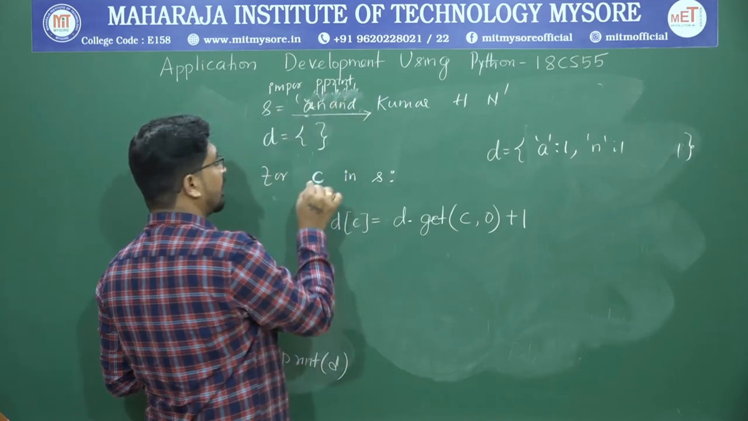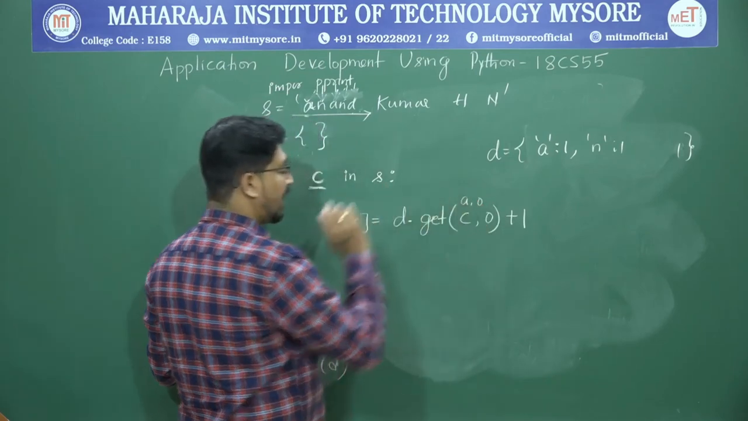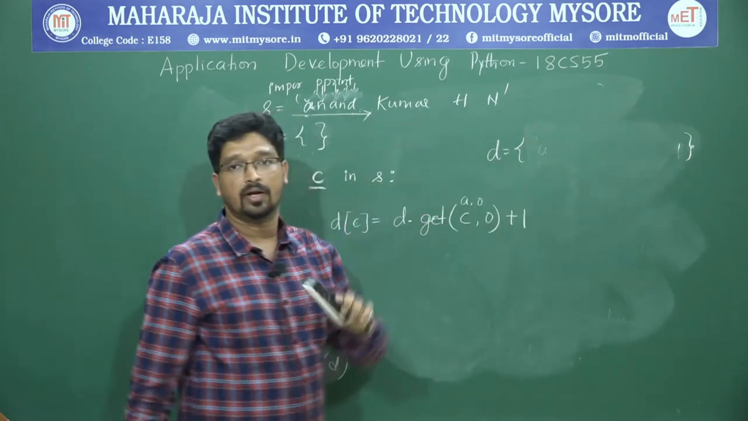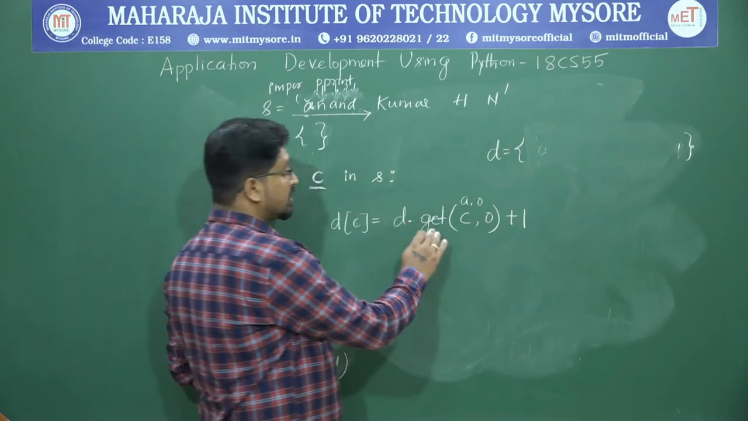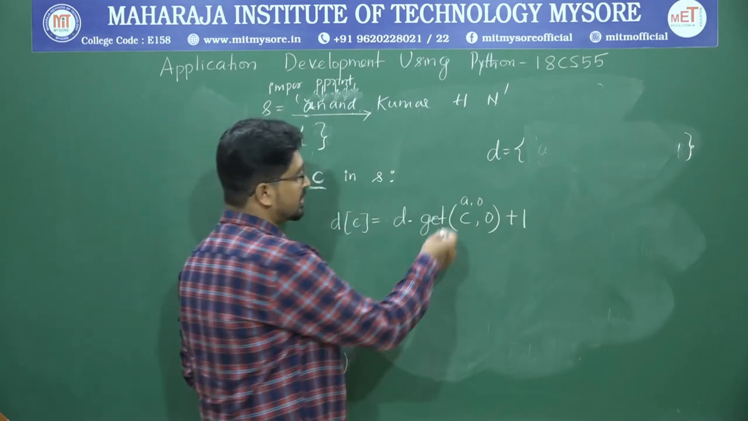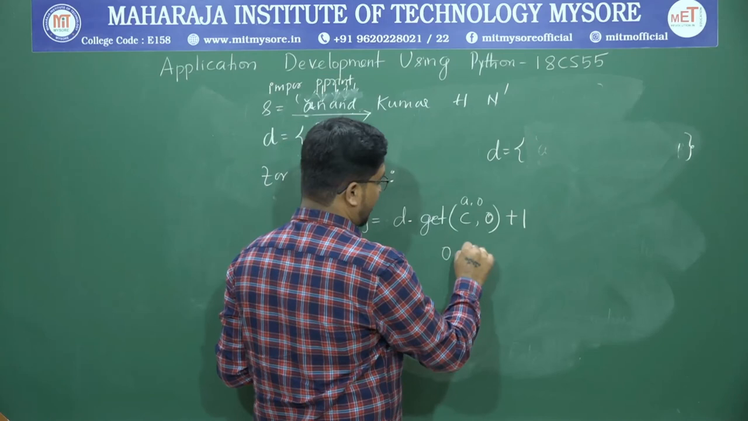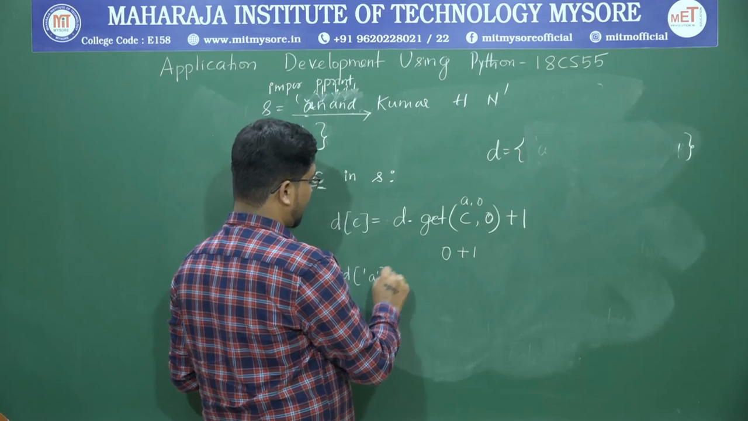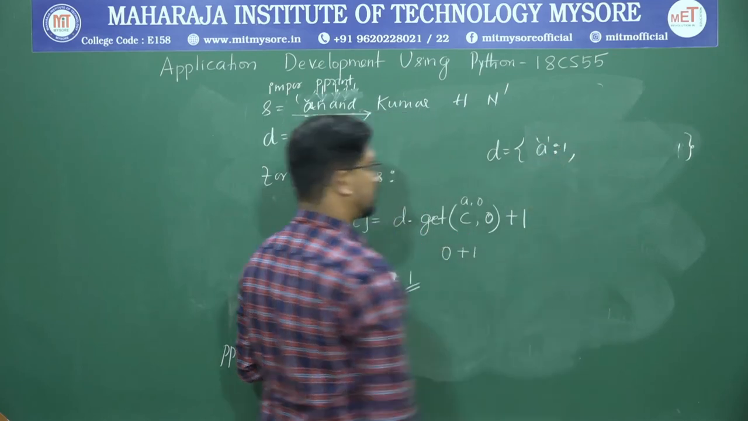Initially, A is accessed here. What is the D dot get of A? A is not present, the dictionary is still empty. The dictionary contains no characters. So what is the return value of the get method now, whether it is 1 or 0? Obviously A does not exist, so it will return 0. So 0 is returned and plus 1 gets added, that will be stored to D of A is equal to 1. Means now A is equal to 1.